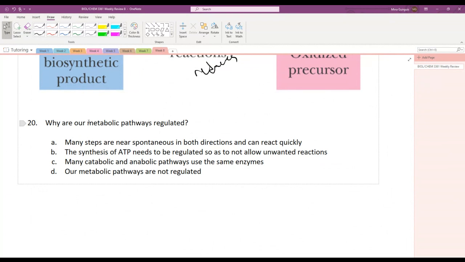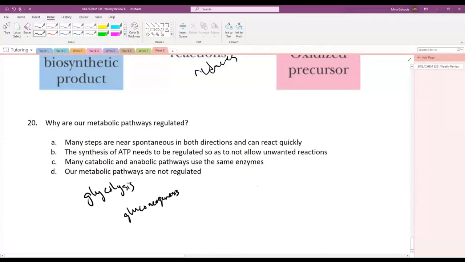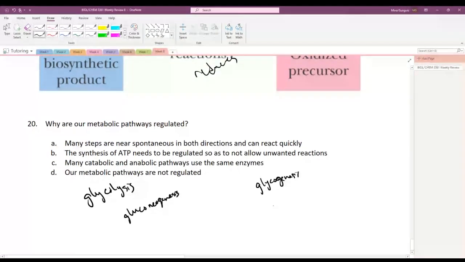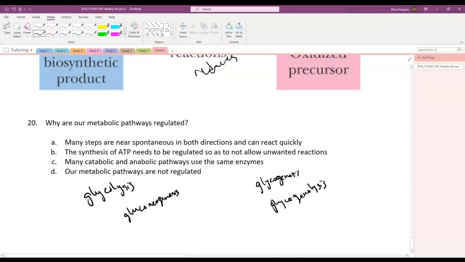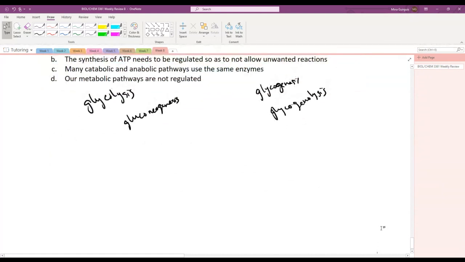You're going to talk about a couple of other things later on, but with these four, glycolysis and gluconeogenesis, with glycogenesis and glycogenolysis, your body is very, very efficient. And what I mean by that is, for example, glycolysis. Glycolysis is 10 reactions.